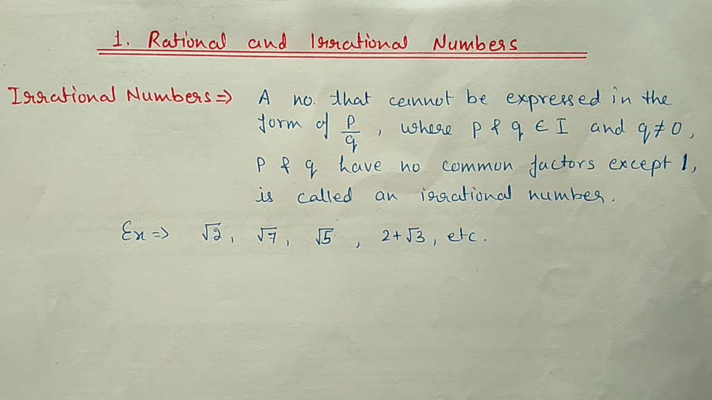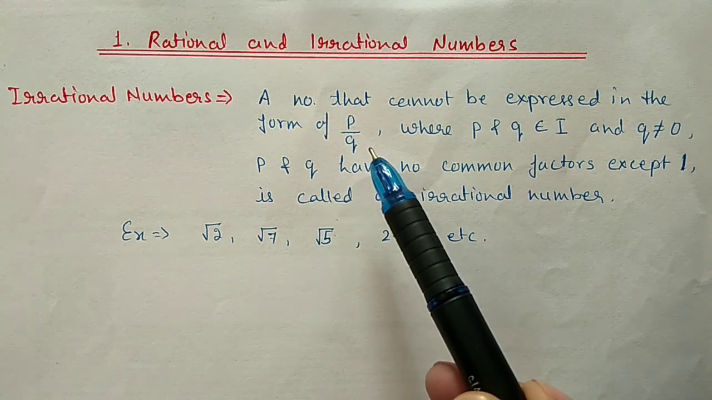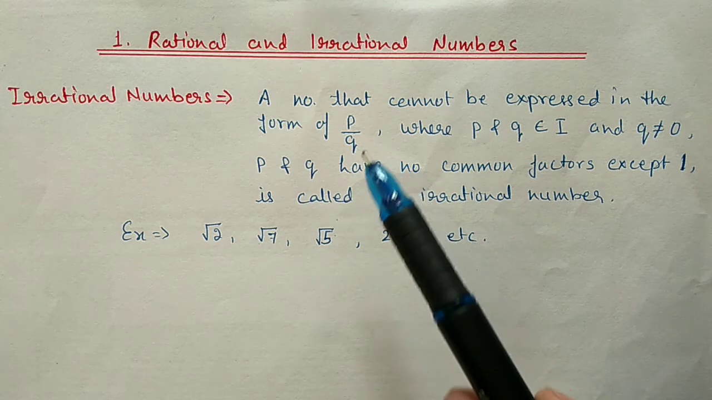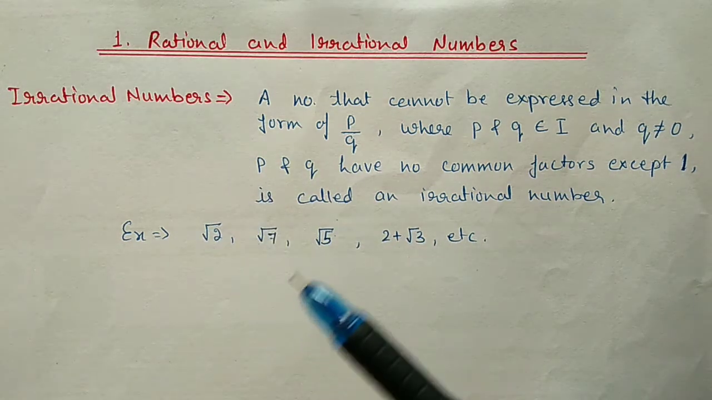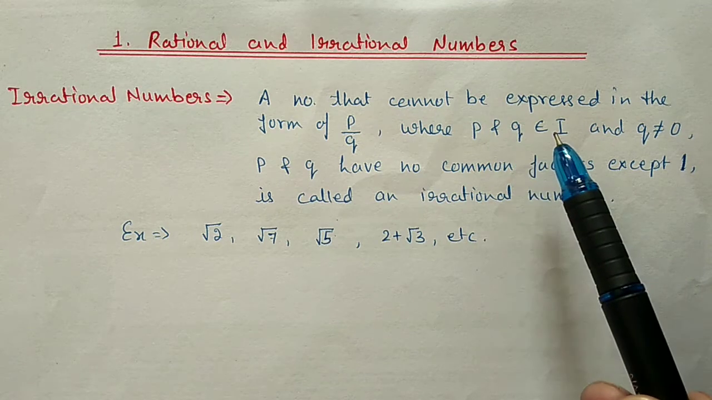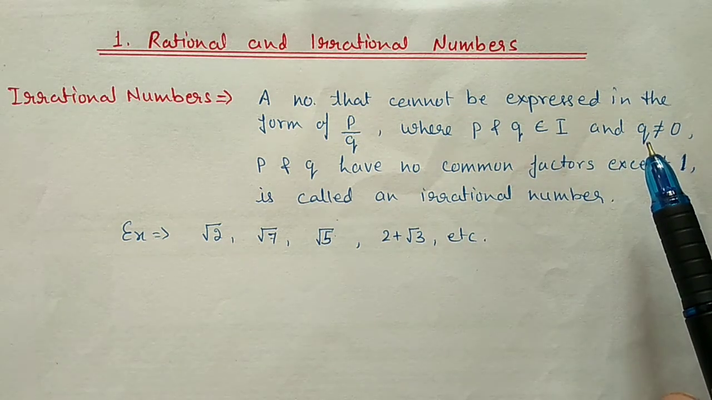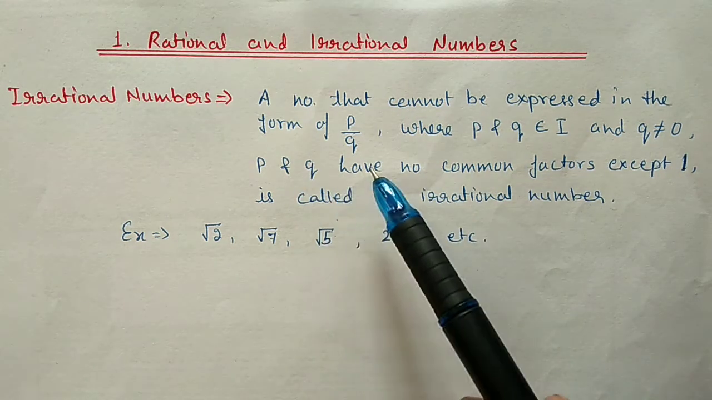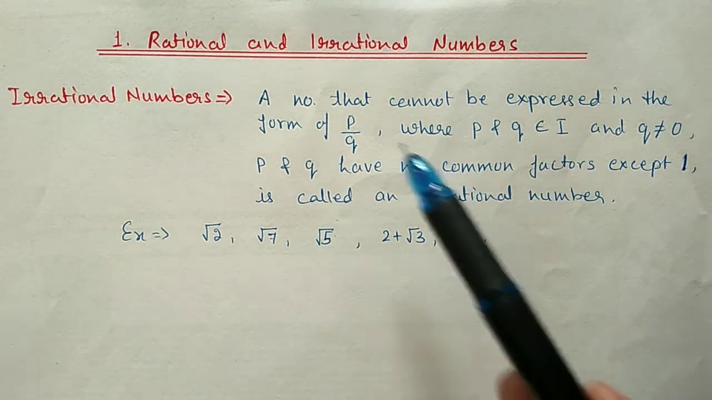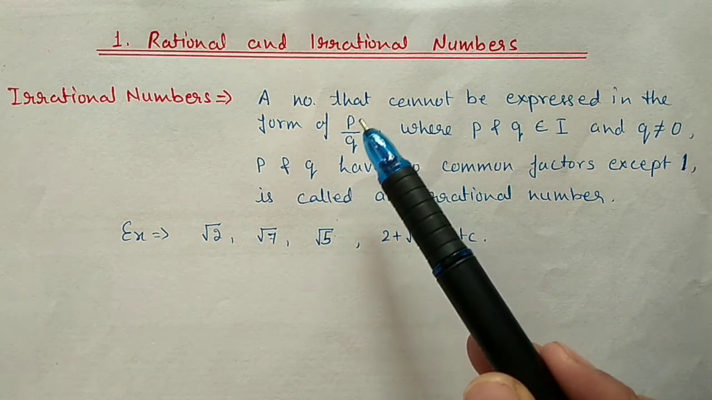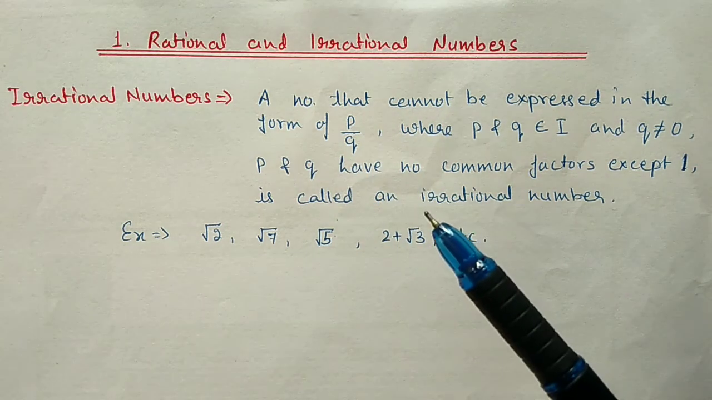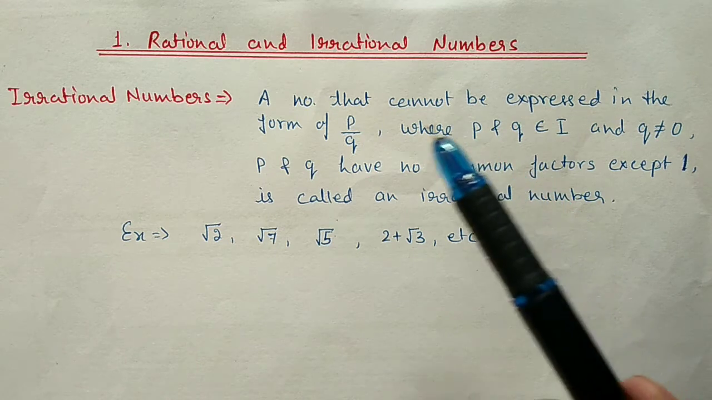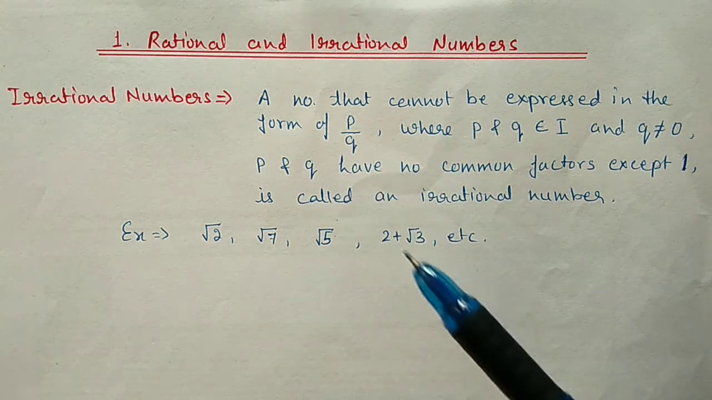So the numbers which are not rational, or we can say the numbers which we cannot express in the form of p by q, or in the form of a ratio, are called irrational numbers. Here p and q are integers and q, the denominator, should not be equal to 0. And one more thing, p and q have no common factor except 1, meaning it should be in the standard form. So we have many irrational numbers which we cannot express in the form of p by q.